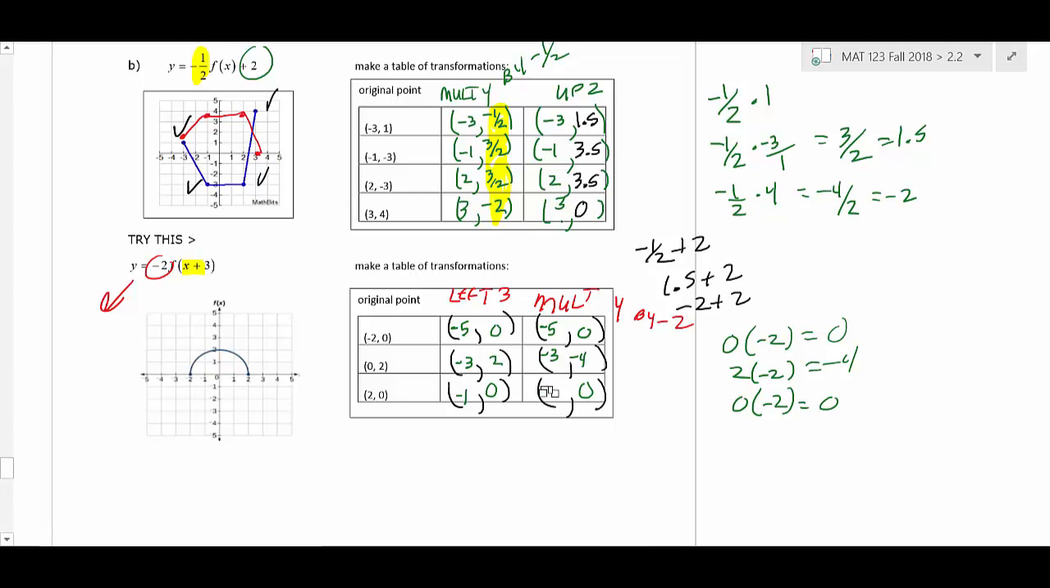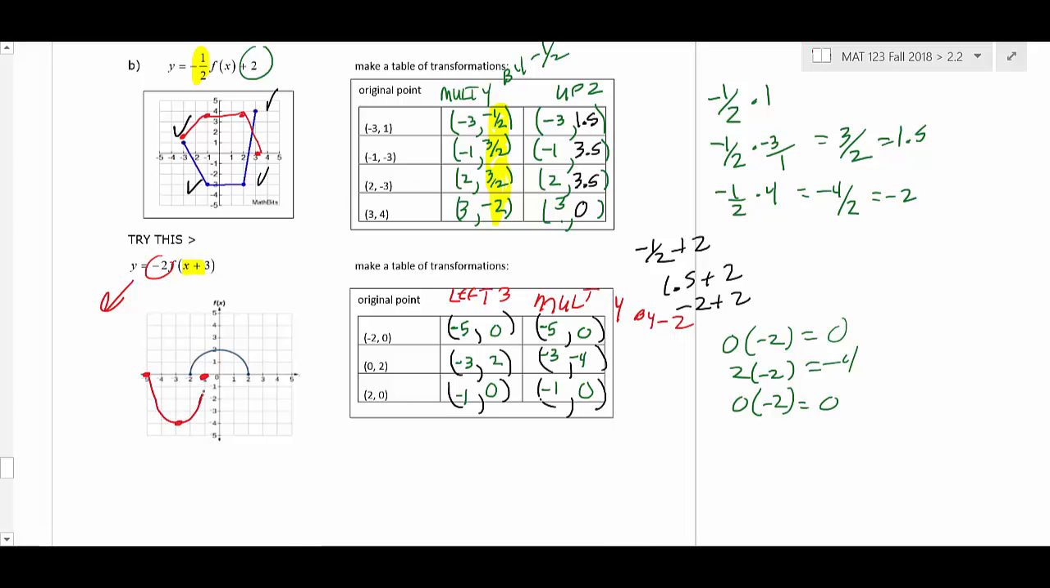Okay, so here's what I'm getting. It's just basic arithmetic. The first step, all the x's went left 3, so you would have negative 5, 0, negative 3, 2, negative 1, 0. Second step, all the y's get multiplied by negative 2, so you'd have 0, negative 4, 0. Does that make sense? That's all arithmetic, I'm serious. When you plot your points, you'd have negative 5, 0, negative 3, negative 4, and then negative 1, 0.